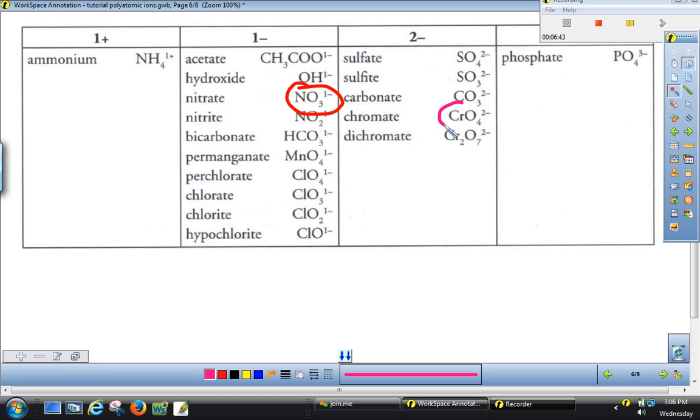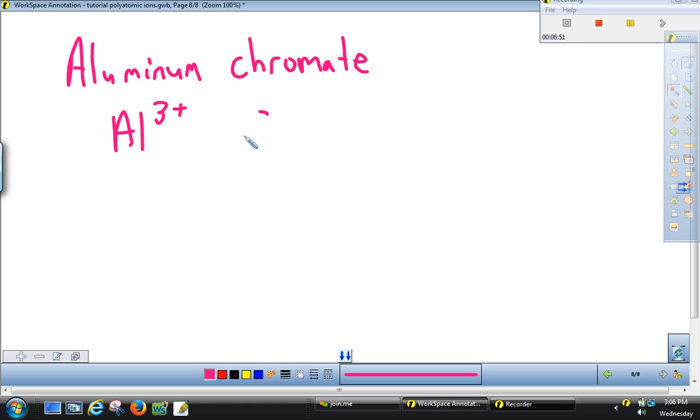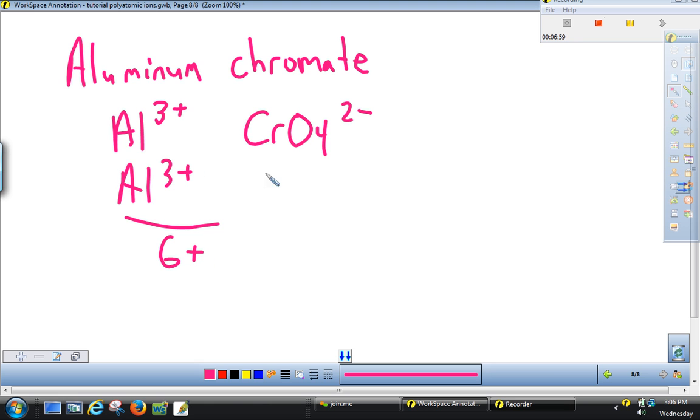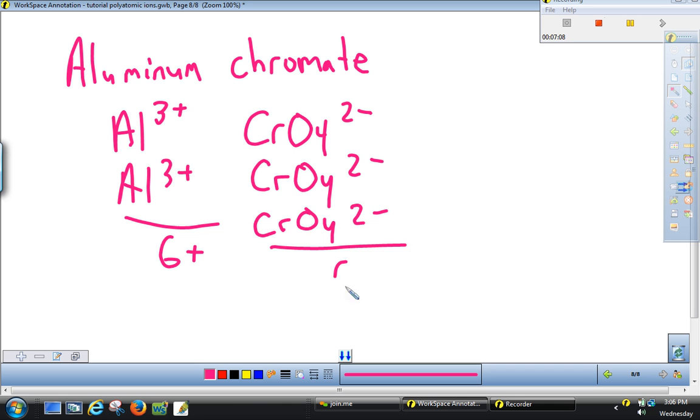Chromate is right here. Chromate is CrO4, 1 chromium with 4 oxygen atoms. Collectively, they have a negative 2 charge. So I'm going to pull that information, write down the formula for chromate. And same thing here. I want to get to a positive 6 charge, so I'll show it this way this time. So I would need 2 aluminums to get to a plus 6, and I would need 3 chromate ions to get to a minus 6. And so together they add up to 0.